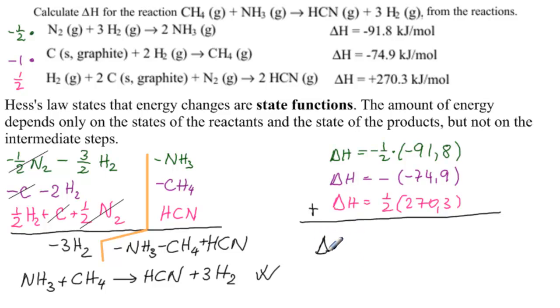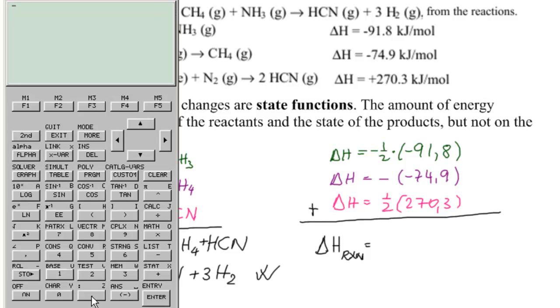So delta H of the main reaction is, let's get a calculator, -0.5 times -91.8 minus, and then that's going to be times minus again, so let's erase that minus and put in a plus 74.9. And then we have plus 0.5 times 270.3. So minus 5 times minus, and then those two minuses together are plus, and then this is plus, so we're good. Enter.